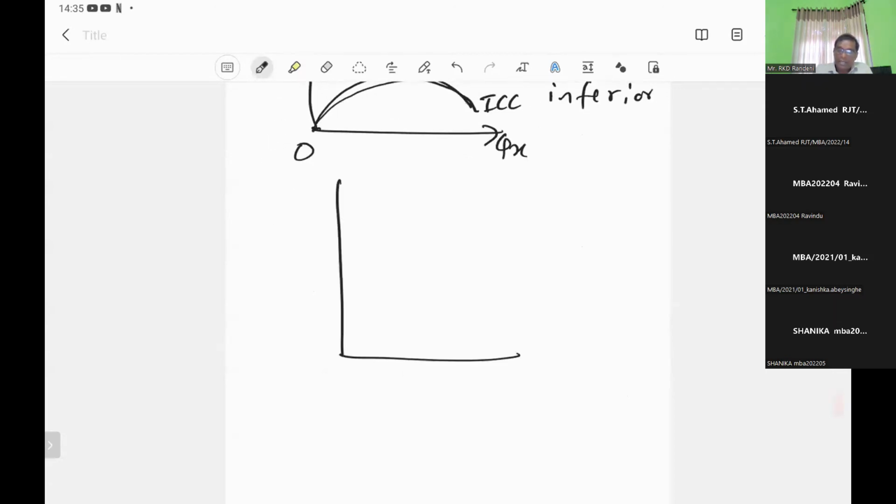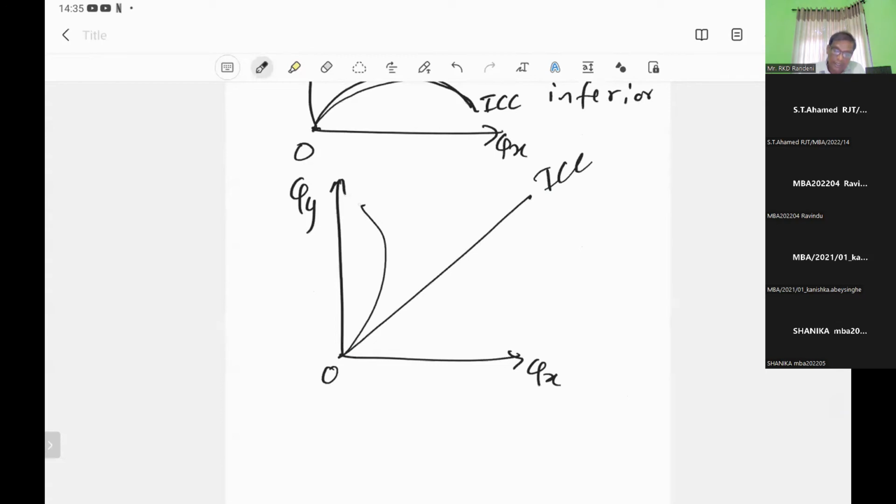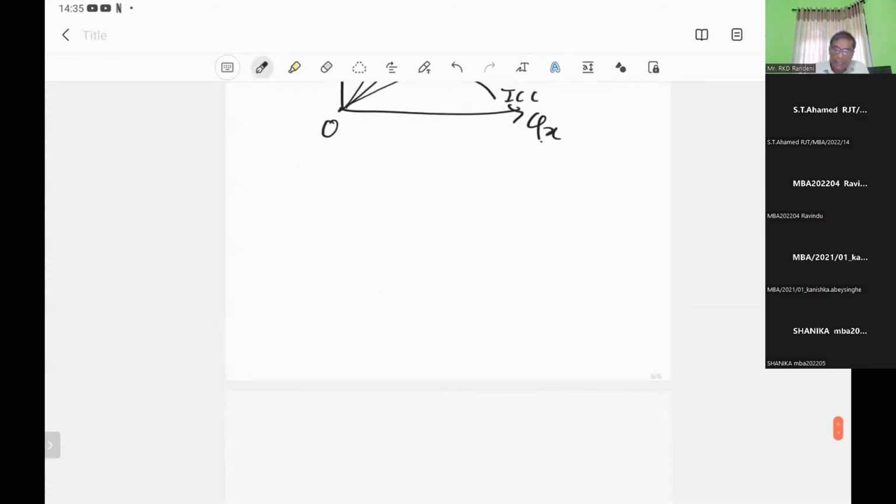Now here, quantity Y, quantity X: then goods X and Y are normal. Normally the ICC has a positive slope. If the ICC turns toward the vertical axis side like this, then X is inferior. If the ICC is like this, then Y is inferior. Right.